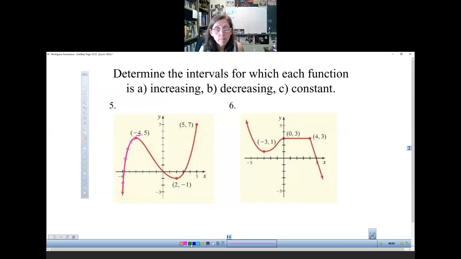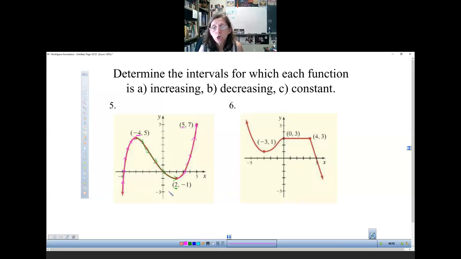Then what happens? My graph now goes down, and it goes down, and it continues to go down and down until it changes. An x value of 2 is a change. Okay? And then it goes back up, and it continues to go up until, in this case, it stops. And obviously that's going to be a change or a stopping point. Okay? So it has 2 intervals where it increases and 1 interval where it decreases, and no intervals where it's constant.